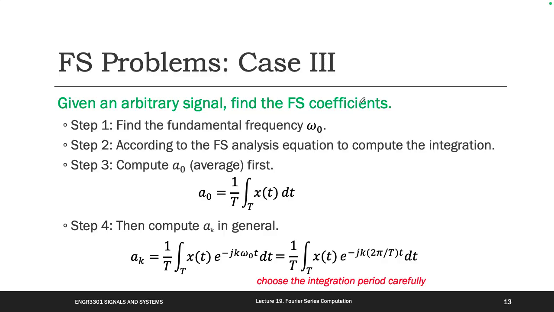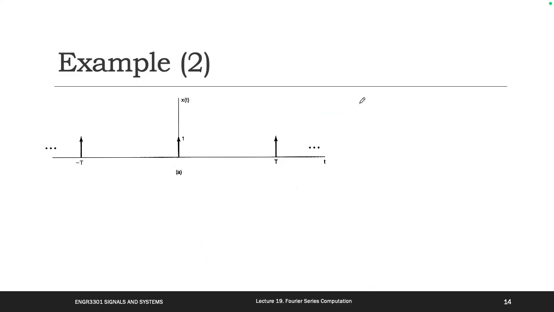And actually, when you compute a_k, we know this is just over one period, right? So you should choose the integration period carefully, because if you choose a not good period, maybe you will make your computation more complicated. We will talk about that. For example, this one. This is a signal, and you can put it like this. This is a representation for this signal.